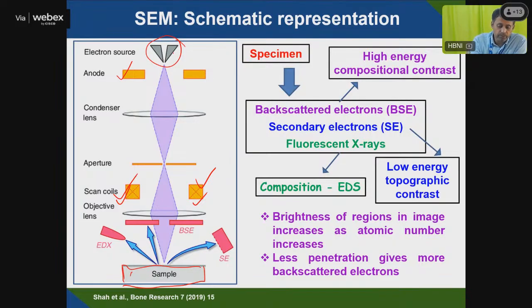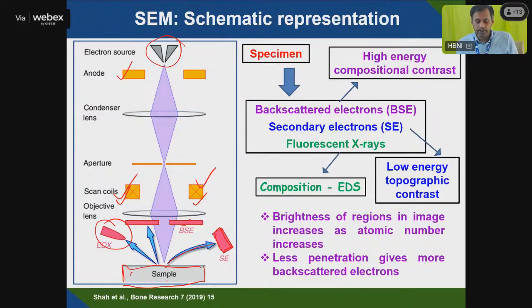The top electron source mainly produces electrons by thermionic emission. These electrons gain high velocity and are focused by different magnetic lenses before they focus onto the sample surface. And you have detectors. The backscatter detector is at the top of the sample, the side detector, that is the secondary detector, is nearby at the side, and you have an EDX detector, which is for composition analysis.